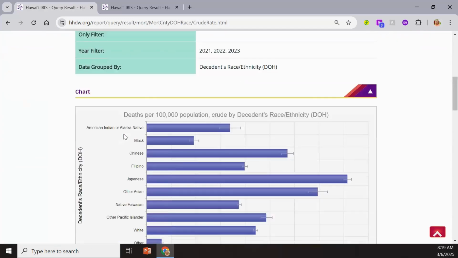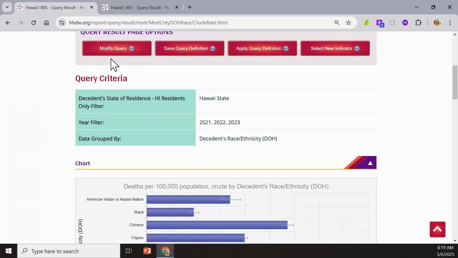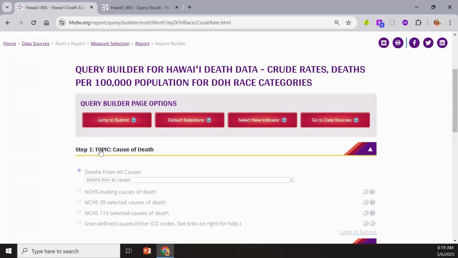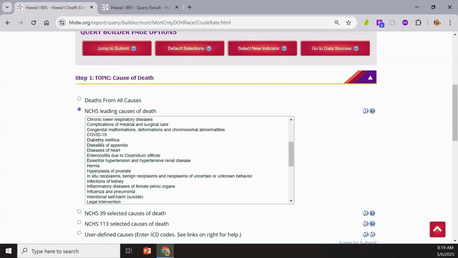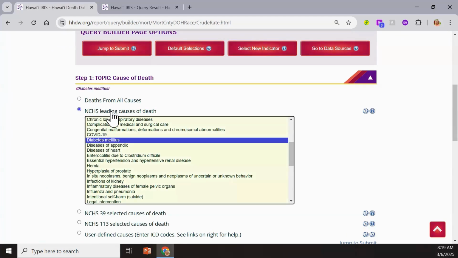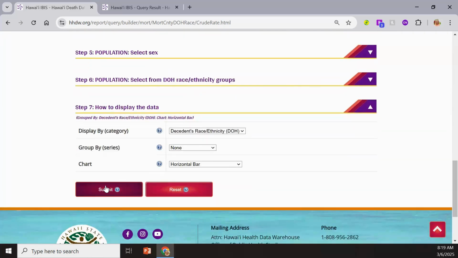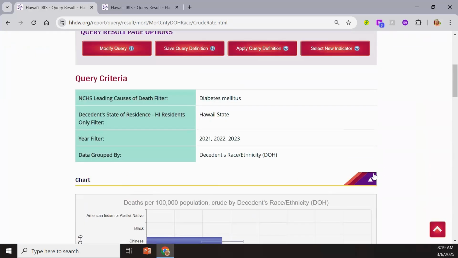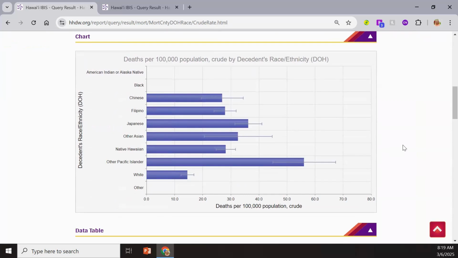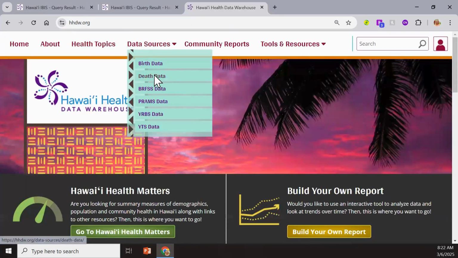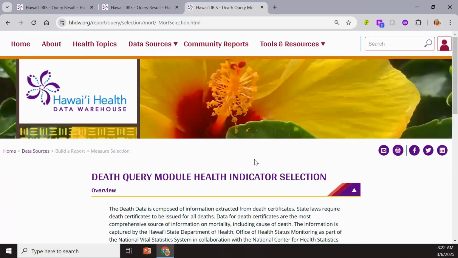And the default query will show you the results for all causes of death, but I'm going to limit it to diabetes. So I can go here and look and see that diabetes is one of these leading causes of death. And now we can see the leading causes of death due to diabetes by race ethnicity. Again, this is a crude rate. We're going to now take a look at our age-adjusted death rates.